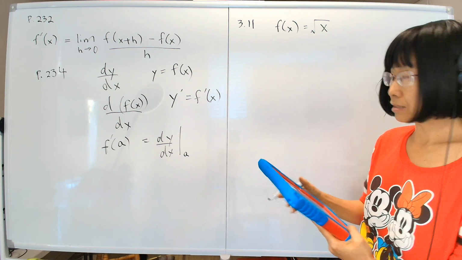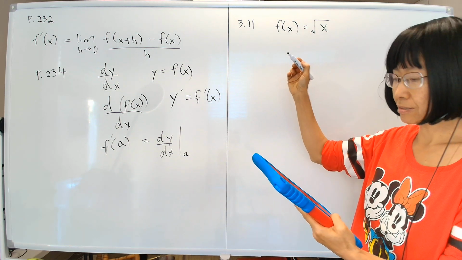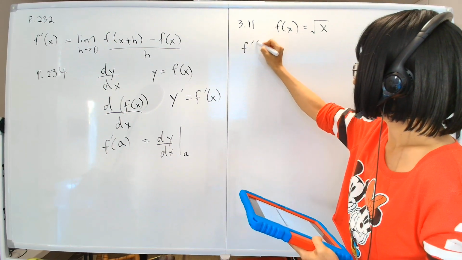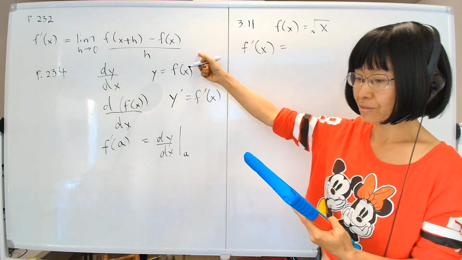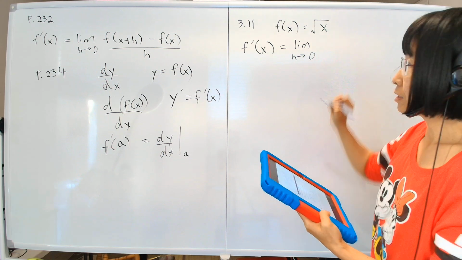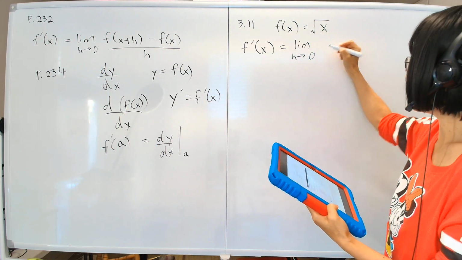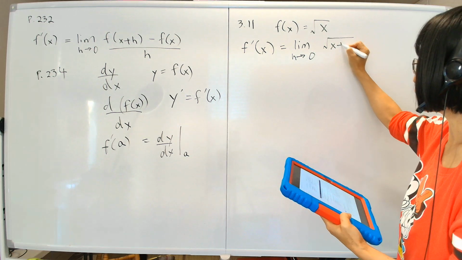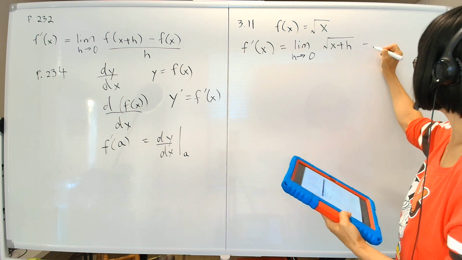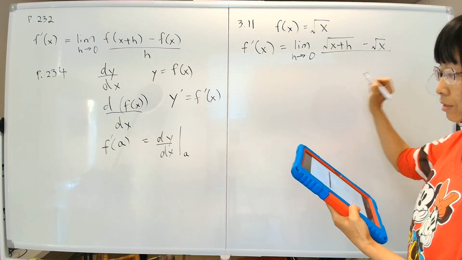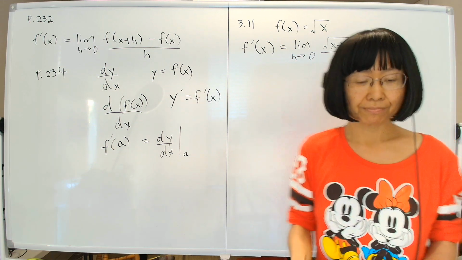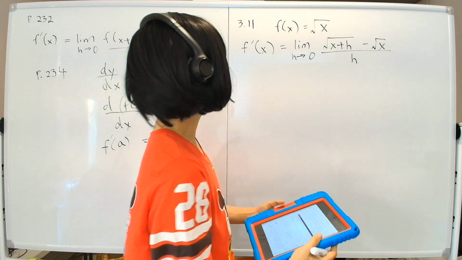Then do this. So following the formula, we'll write down all the stuff. F prime of x, by definition, is the limit as h goes to 0 of f of x plus h, which is the square root of x plus h, and then minus f of x, which is the square root of x, and then divided by just h. All right, then we have to evaluate this limit. I think I'll write it this way, it might be easier.